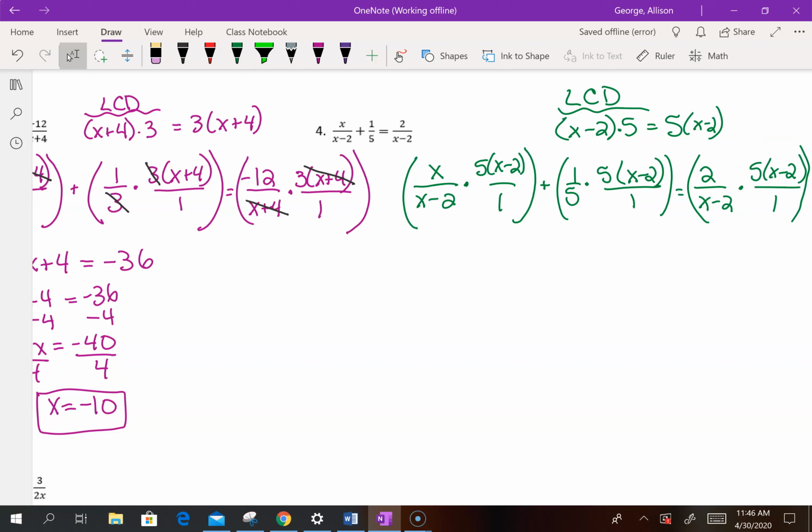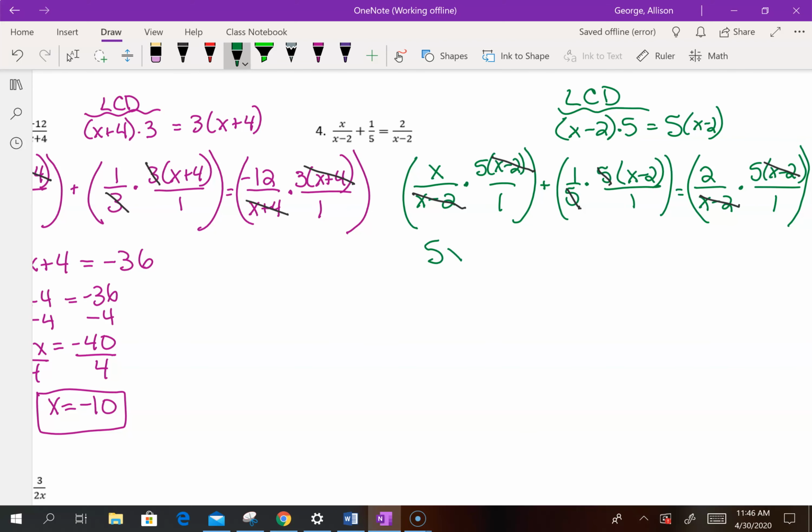So these get a little crazy looking at this step, but then as soon as you start canceling stuff out, it gets a lot easier. Alright, so over in the first one, the x minus 2's are going to cancel. In the second one, the 5's are going to cancel. And the third one, the x minus 2's are going to cancel again.